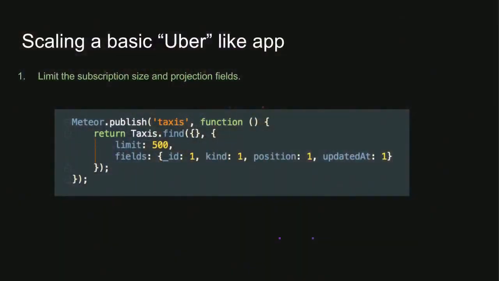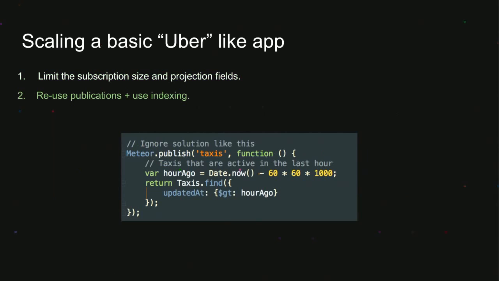Okay, so we'll keep it from here. As you can see, we added a limit to the query options and the relevant fields we want to return. We don't want to return the driver name for each of the documents, for example. Next optimization: reuse publications and use indexing.